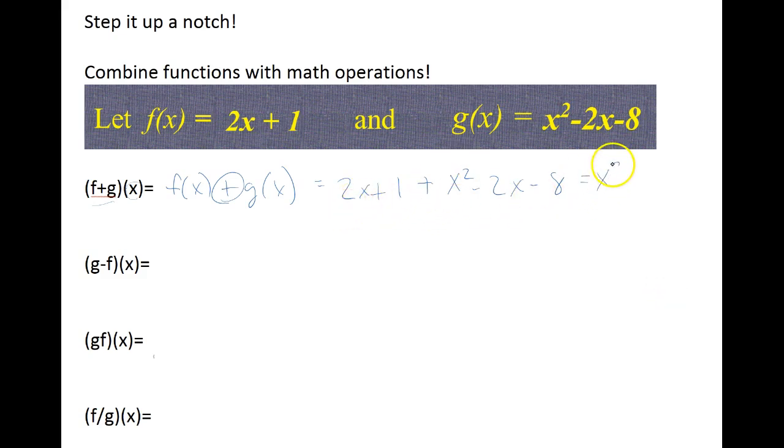So it looks like an x squared. Ooh, those are going to cancel. And then minus 7. I think I did that right. Okay, so that would be your final answer for f plus g of x.